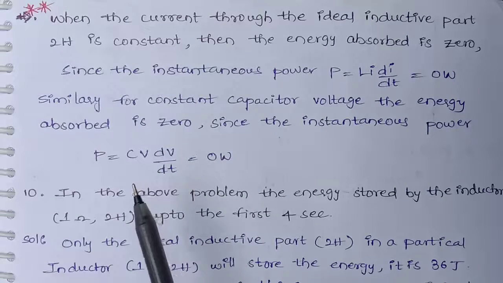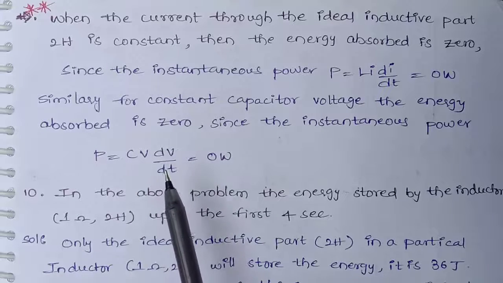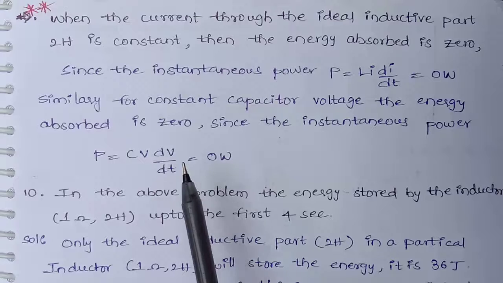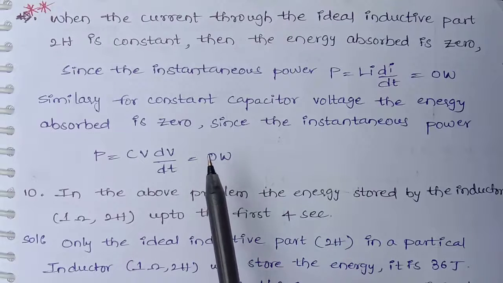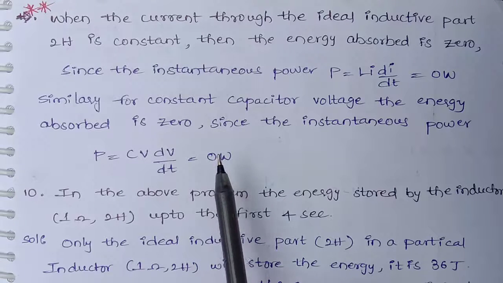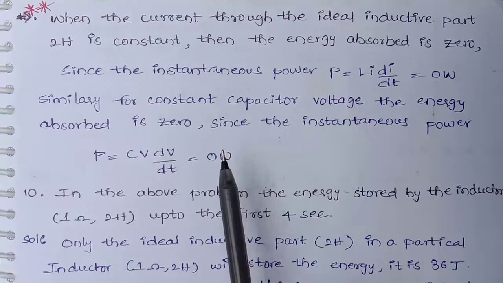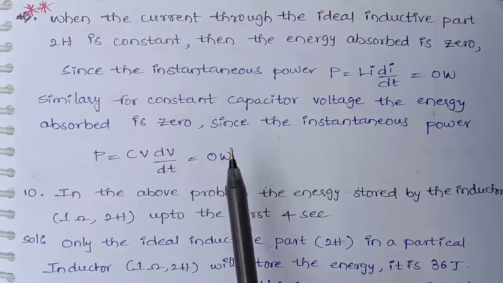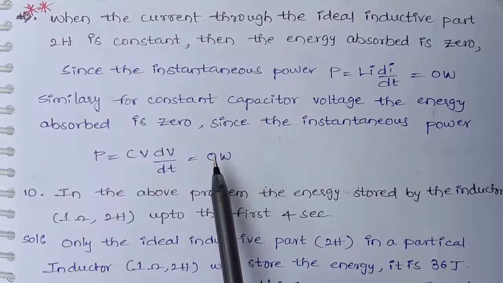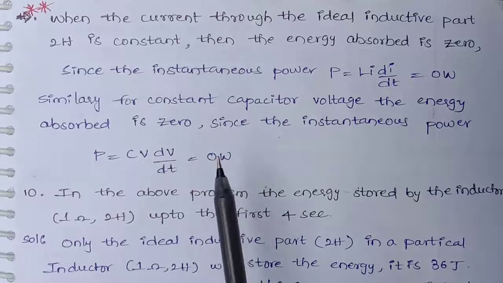Note down the second point: whenever we supply a constant voltage to an ideal capacitive part, then the energy stored, or energy absorbed, by the capacitive part will become 0. These are two major key points.